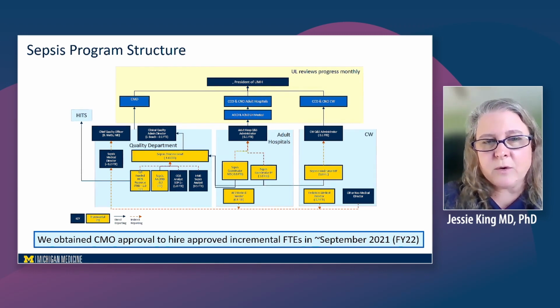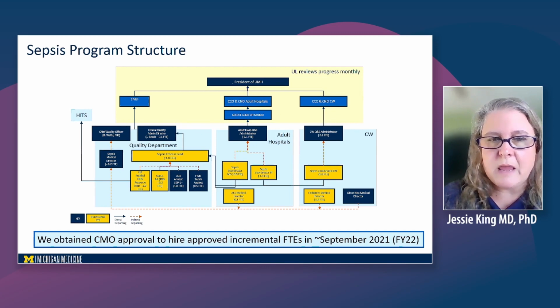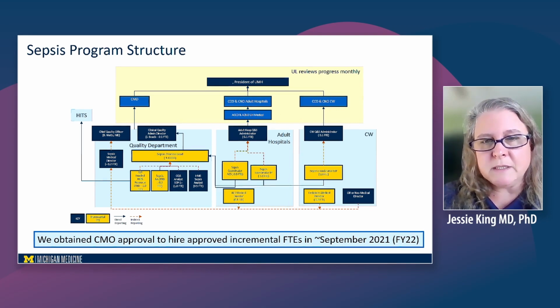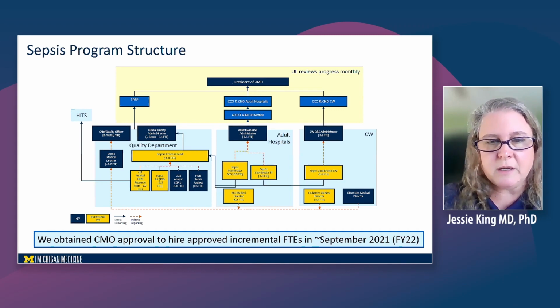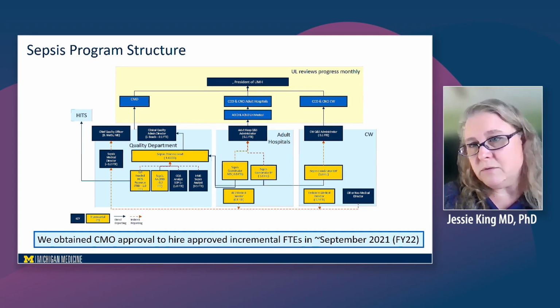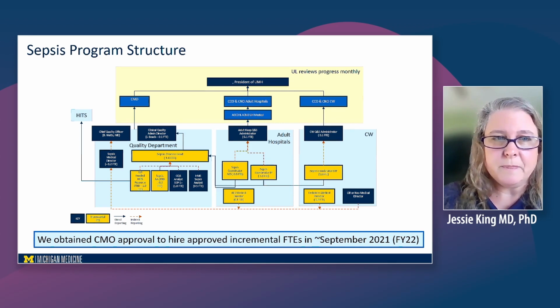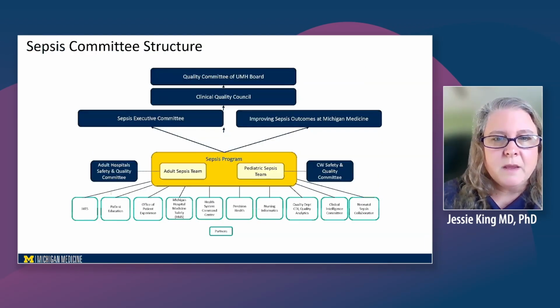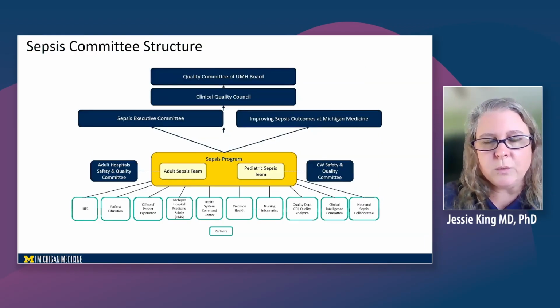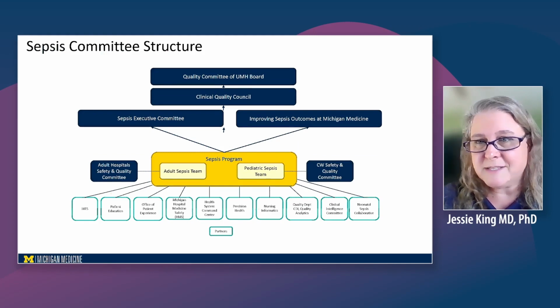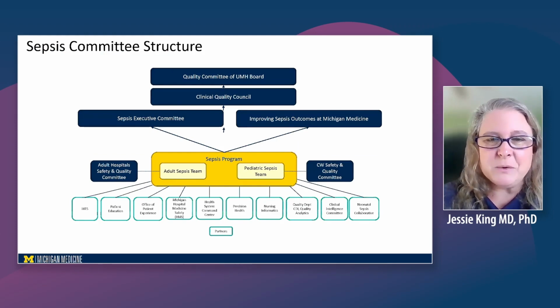We also have a quality department, and within that quality department, the sepsis program sits. So all of our direct reporting goes up through the quality department, and ultimately up through hospital administration, and we report, essentially to the board. And so, what does this look like on a practical basis? So our adult sepsis team and our pediatric sepsis teams work literally side by side. They share an office in order to collaborate.